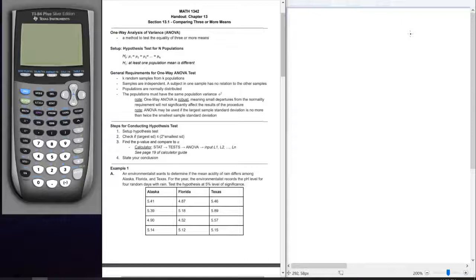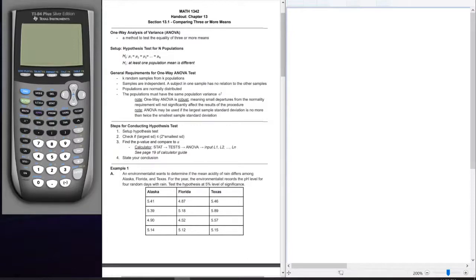In 13.1, this hypothesis test that we'll be conducting is called a one-way analysis of variance. We like to call that ANOVA. Okay, so similar to what we were doing before, we need to set up a null and alternative hypothesis. In this hypothesis test, this will be the template to set up every ANOVA test.